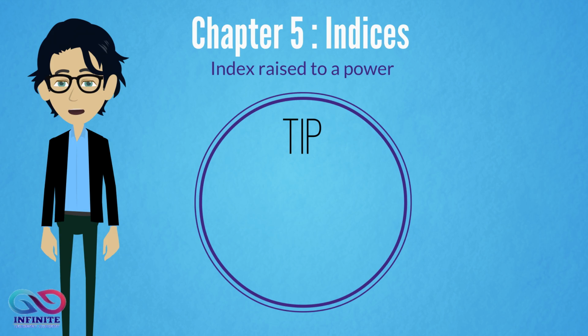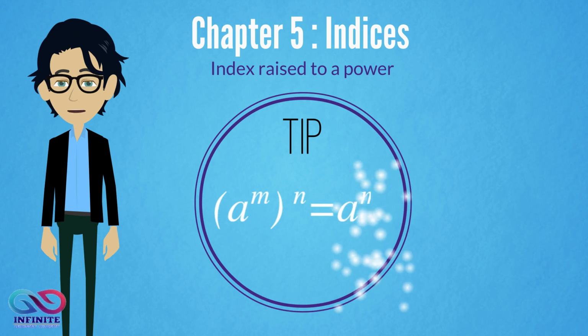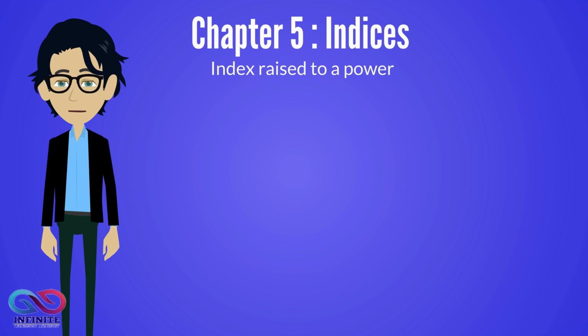Now for our tip time. Our tip for today is a to the power of m to the power of n equals a to the power of mn. Now students, we are going to learn how to simplify the multiplication of numbers with index notation raised to a power.